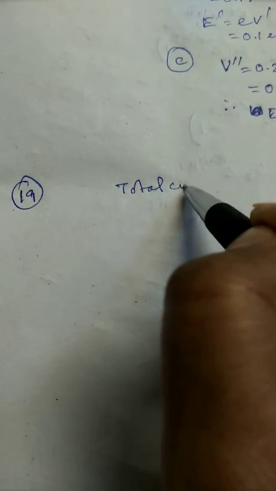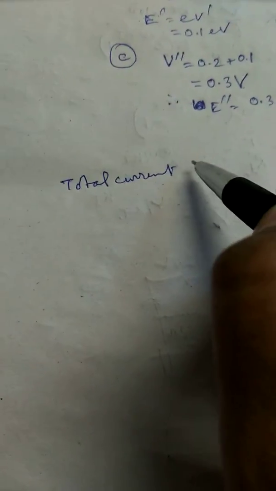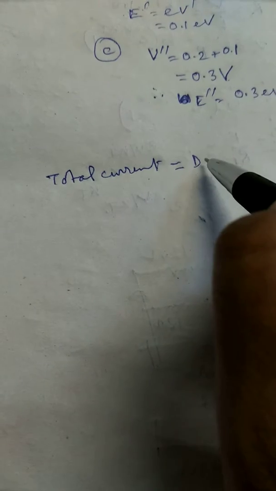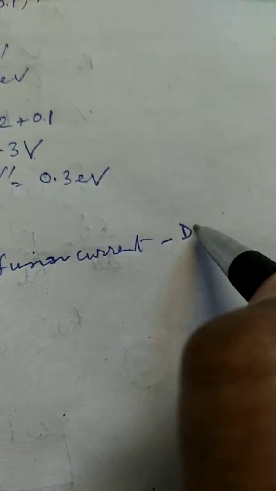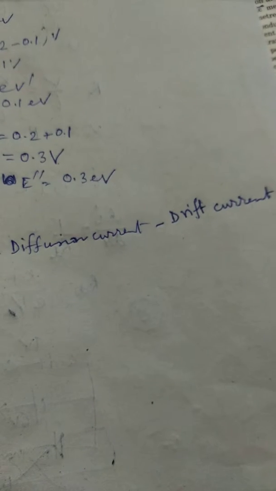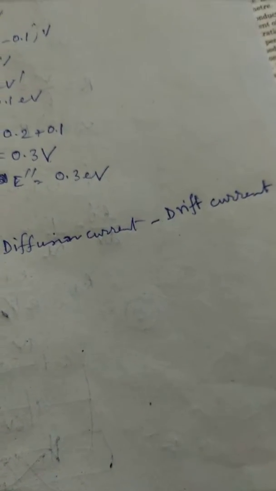So you have to have this knowledge that the total current in a semiconductor is effectively diffusion current minus drift current. Look, I have used the sentence effective current. Effectively it becomes diffusion current minus drift current.